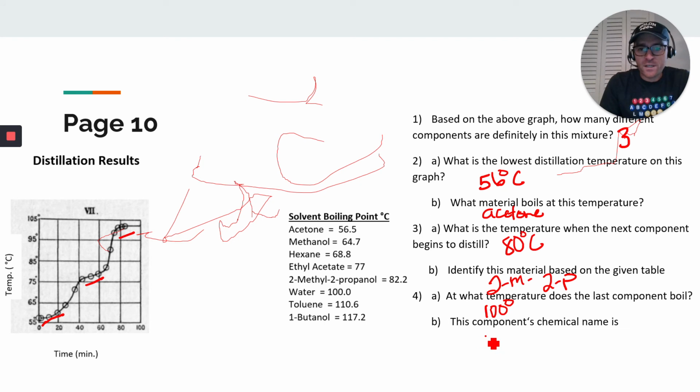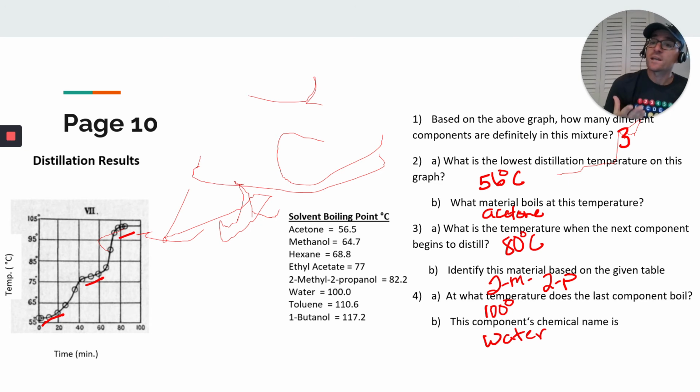And it looks like that compound would be water. I'm sorry about that little mix-up there. Sorry about my pen going crazy. There's 3 flattish portions, so that would tell us with page 10 we would have 3 components.